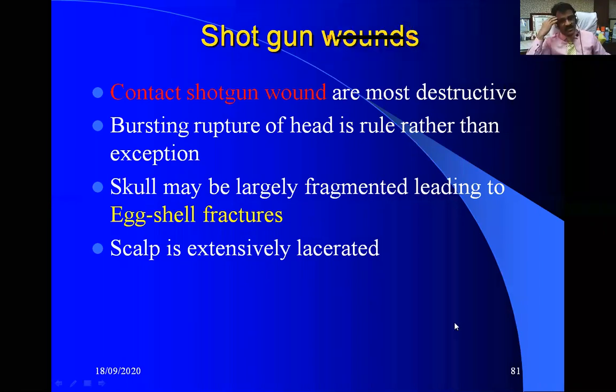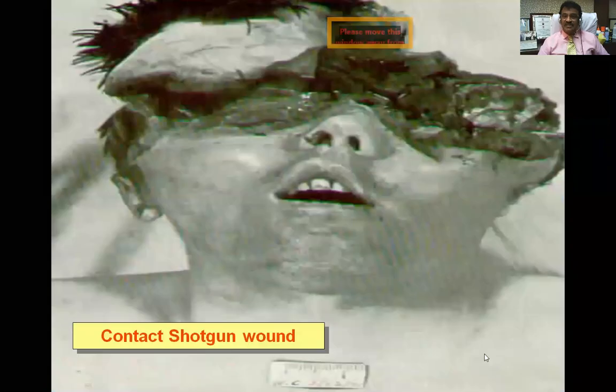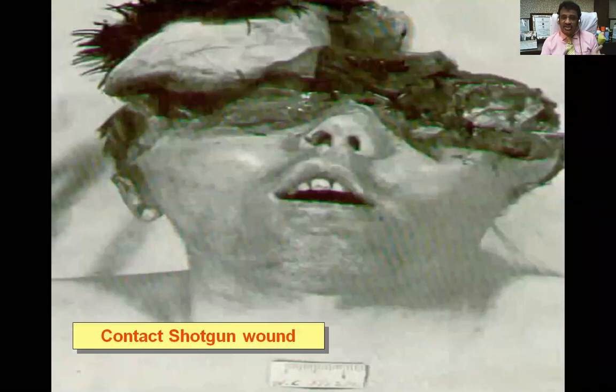If a shotgun is applied to the head, the head gets pulverized. The skull may be largely fragmented, leading to eggshell fractures. Scalp is extensively lacerated. In this picture, I'm showing one head which is shattered by the shot of a shotgun. This is called a contact shotgun wound. It's a typical picture. Nothing is left. Death is certain, but the head doesn't even remain in place.